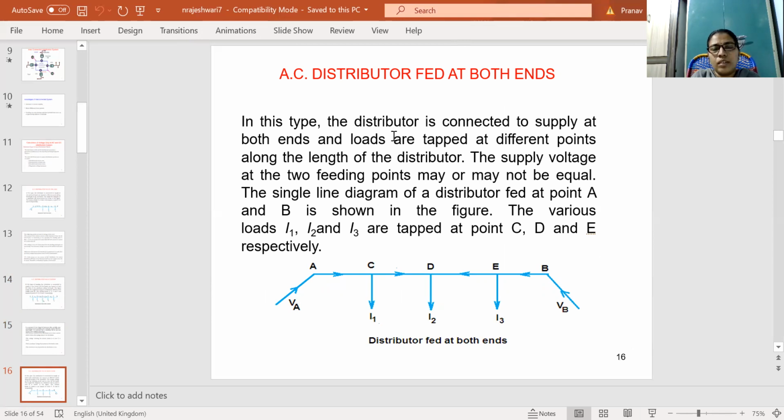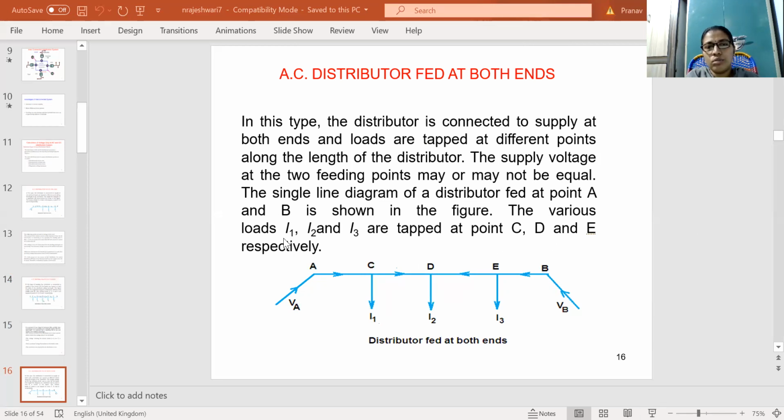In this type of distributor, the distributor is connected to the supply at both ends, and loads are tapped at different points along the length of the distributor. The supply voltage at the two feeding points may or may not be equal. A single line diagram of a distributor fed at point A and point B is shown in the figure below.